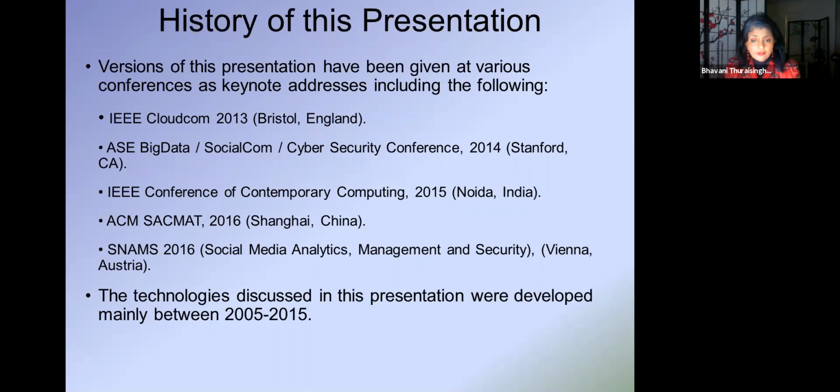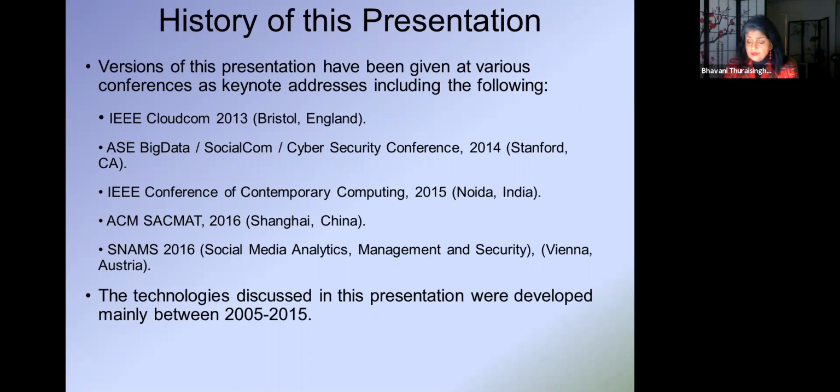I'm only naming a few. IEEE CloudCom, and that was in 2013. It was in Bristol, England, and it was very special because I studied at the University of Bristol. I got my graduate education. And then it's the Big Data, SocialCom, Cybersecurity Conference in 2014. ASE is the organization that sponsored this event, and it was at Stanford, California. And that was, I believe, in May 2014.